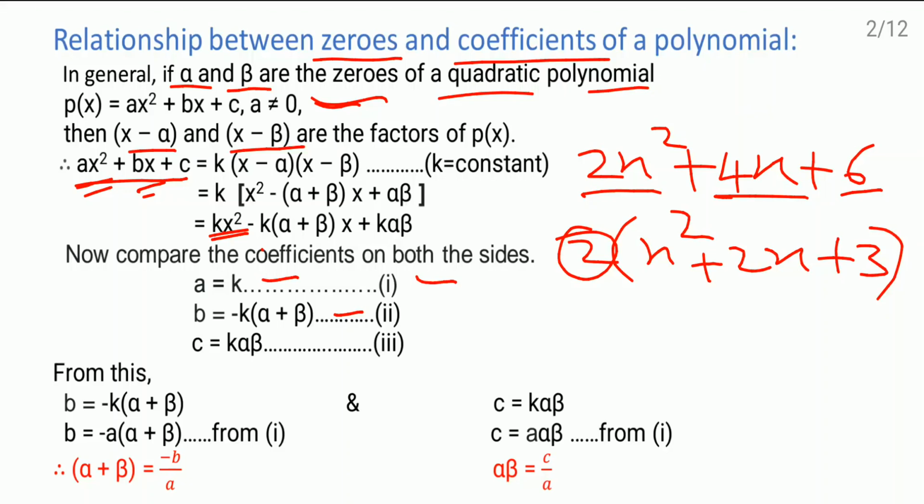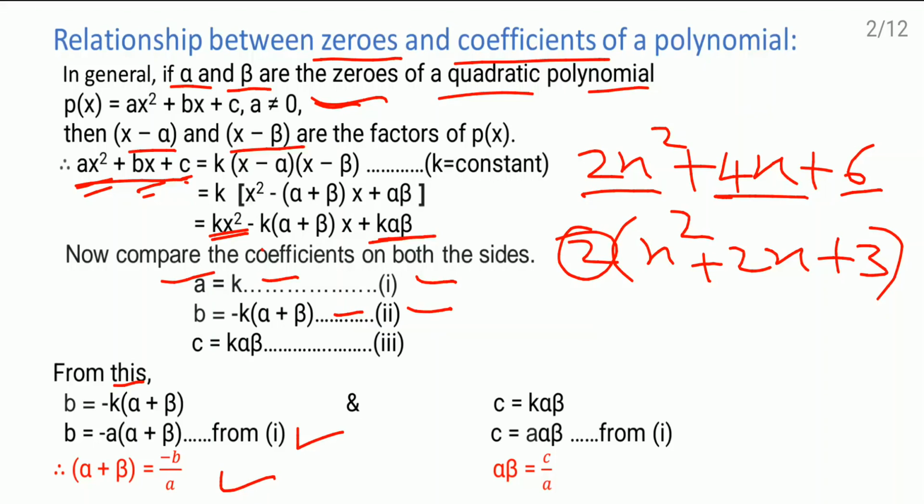And here c means constant. So this one is a constant. No variable is there. So c is equal to k alpha beta. Correct? So here I have written this one. Second equation, b is equal to minus k in the bracket alpha plus beta. But what is the value of k? It is a. So in place of k I substituted a. Therefore it is written from 1. So here for alpha plus beta, this minus a we have sent to the left hand side to divide. So we got this format, alpha plus beta is equal to minus b by a.